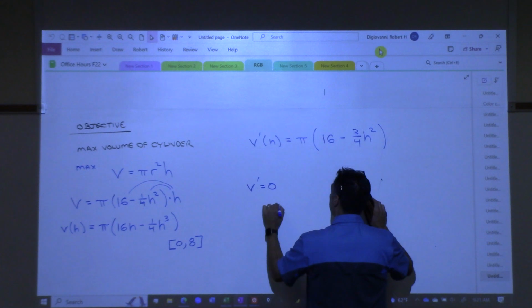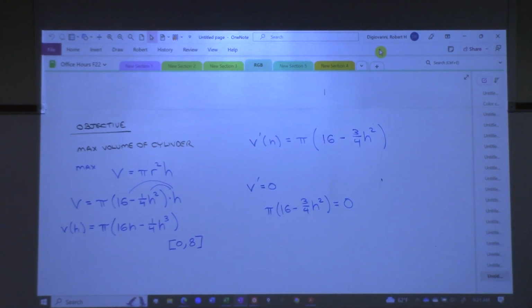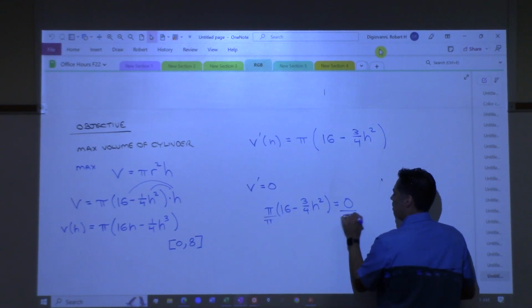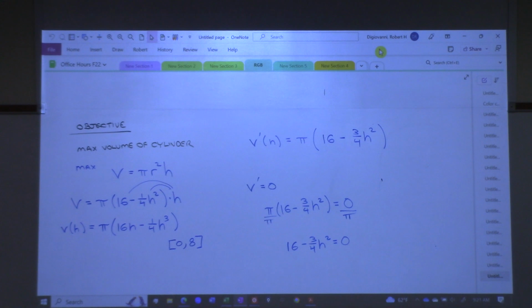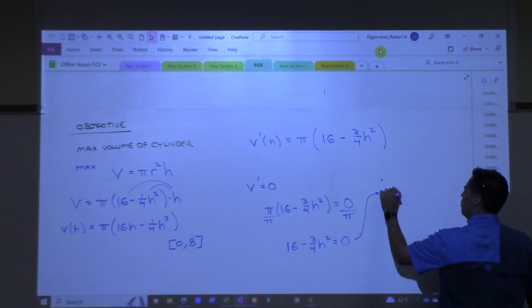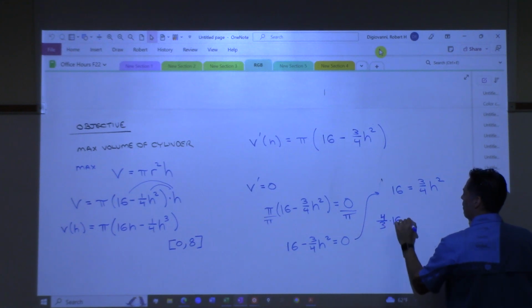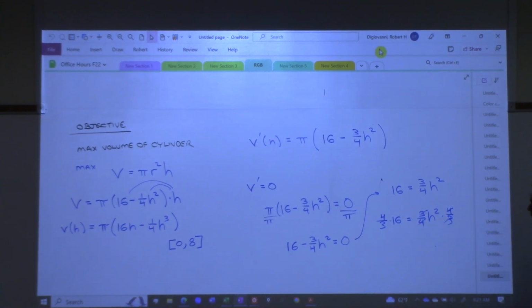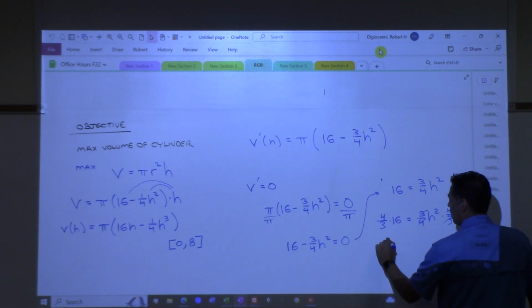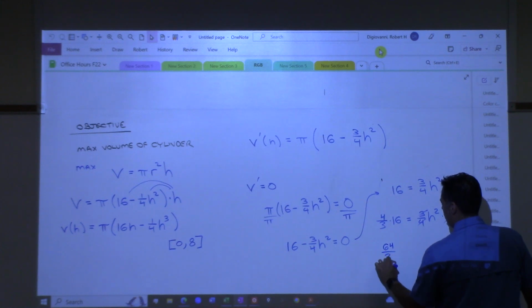All right, so when I set that equal to 0, it's actually kind of nice that that pi is out there, because I'm just going to divide everything by pi first. And that'll give me 16 minus 3/4 h squared equals 0 still. And the way you solve this is kind of up to you. I'm going to move the negative term to the right-hand side to make it positive. I'm going to multiply both sides by the reciprocal of 3/4, which is 4/3, and that has the effect of killing off the fraction on the right. On the left, I have, what's that? 16 times 4, 48 over 3. Hey, wait a minute, hold on. That's not right. Why did I say 48? It's what? 64? Yes. 64 over 3 equals h squared.